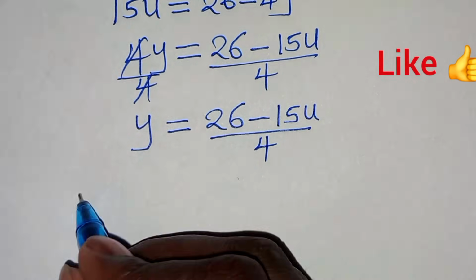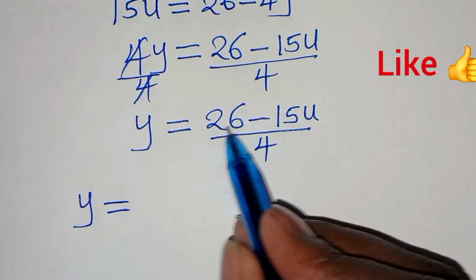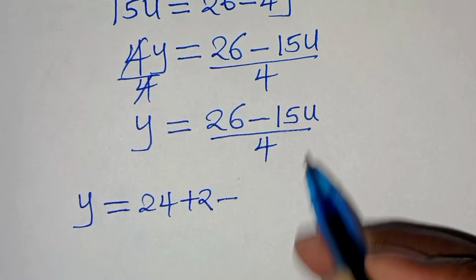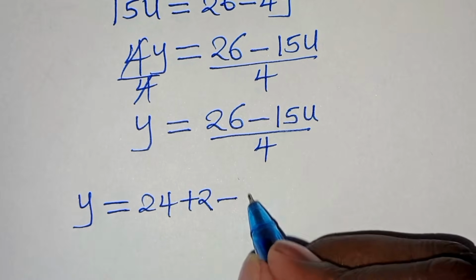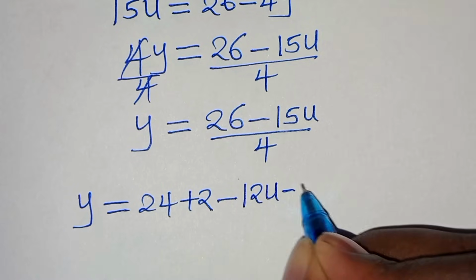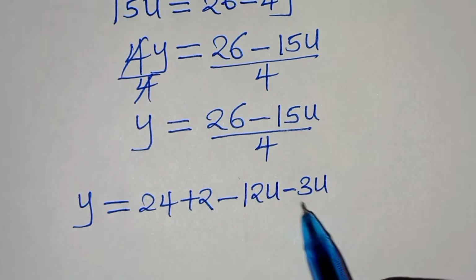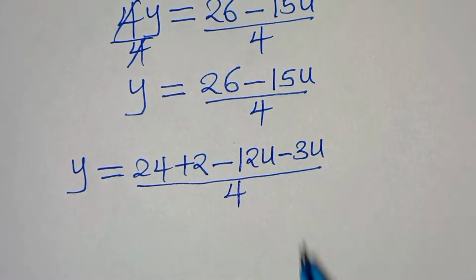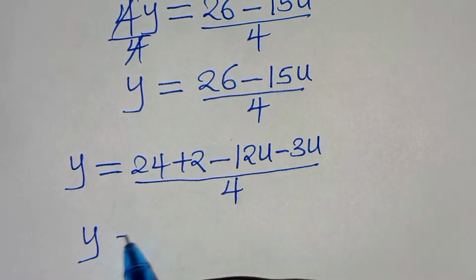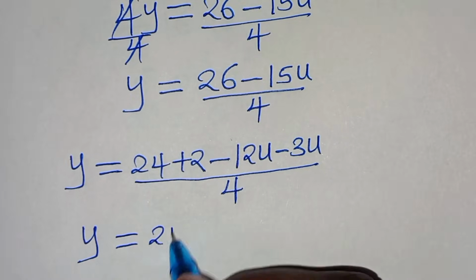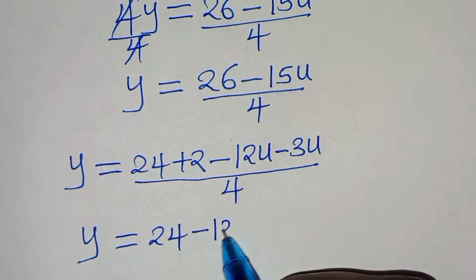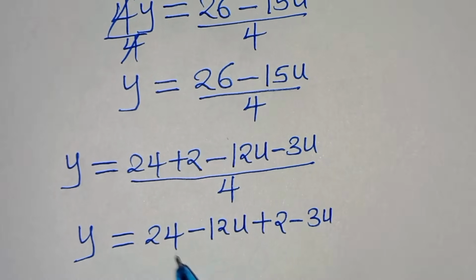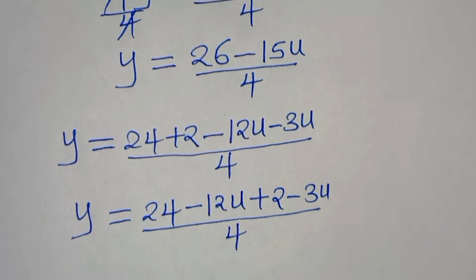Now, this means that y is equal to, we can express 26, this is 24 plus 2 minus 15u, which we can express as minus 12u, then subtract 3u. Minus 12u minus 3u, this is minus 15u, everything here divided by 4. So this means that y is equal to 24, subtract 12u, then plus 2 minus 3u, everything here divided by 4.